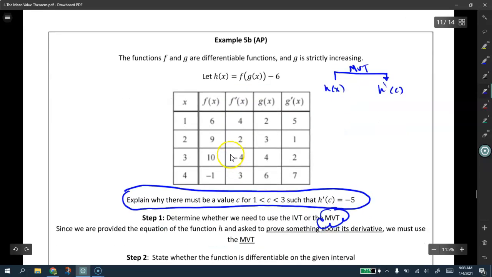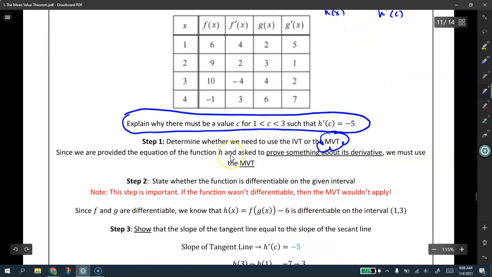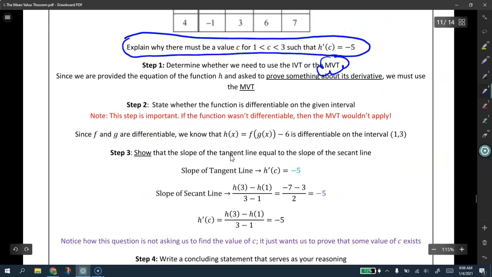Now, using the same logic as before, I know this is a bit repetitive, since f and g are differentiable, we know that h of x is also differentiable on that same interval. All right, so we move on from that. Now, in the MVT, we don't need to show that a number falls between two other numbers. Instead, what we focus on is the following. We're going to take the slope of the tangent line, which is right over here, and the slope of the secant line.